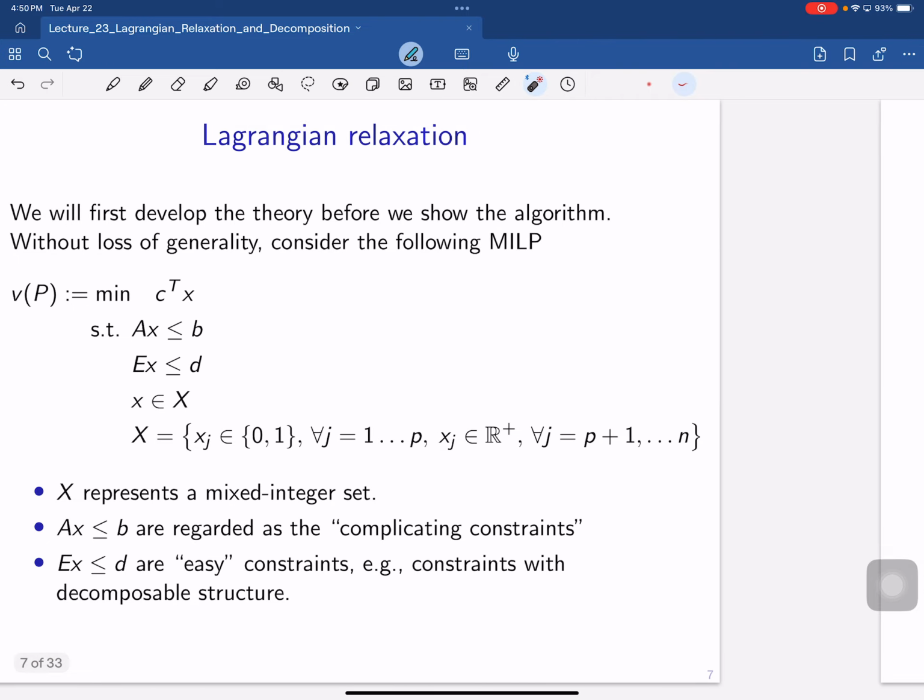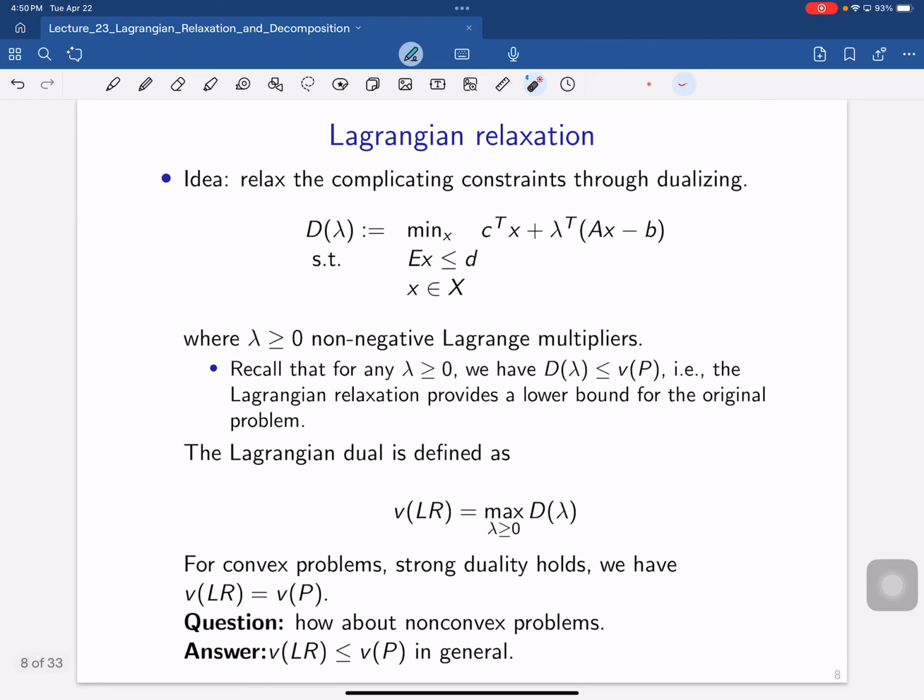Now, the idea of Lagrangian relaxation is closely related to the Lagrangian dual. Right? Hopefully, you still remember the Lagrangian dual we covered in the first half of the semester. But if not, I will remind you real quick.